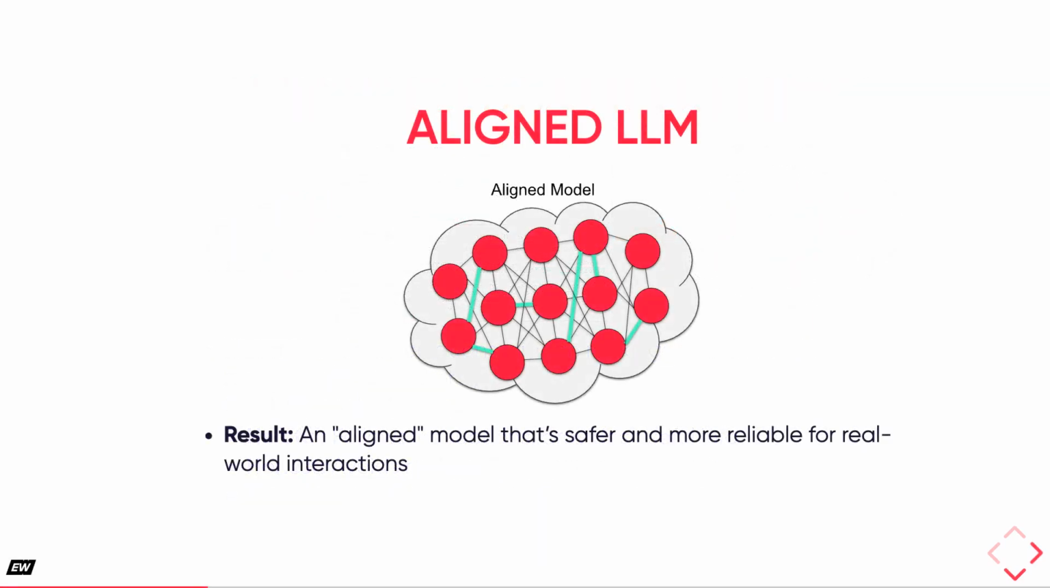The result of this alignment fine-tuning process is what we call an aligned model. This aligned LLM, as depicted here, is significantly safer and more reliable for real-world interactions compared to its purely pre-trained foundational counterpart. It's better at following instructions, providing truthful information, and avoiding harmful outputs. These aligned models are the ones that typically power the AI chatbots and assistants we use today.